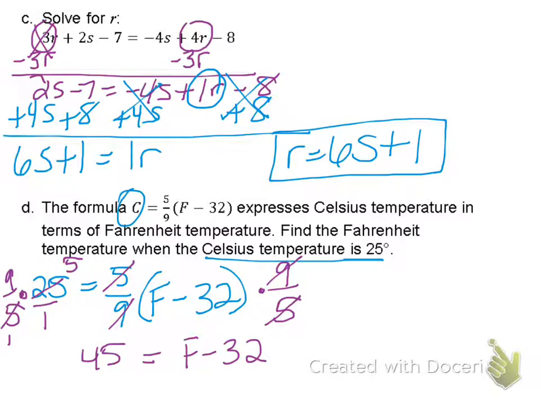Okay, now we have a very simple equation. 45 equals F minus 32. So all we need to do is add 32 to each side. And we'll have degrees Fahrenheit equals 45 plus 32, which is 77 degrees.